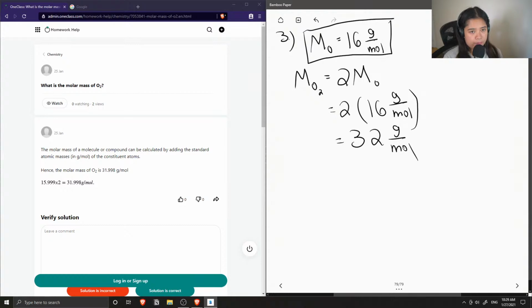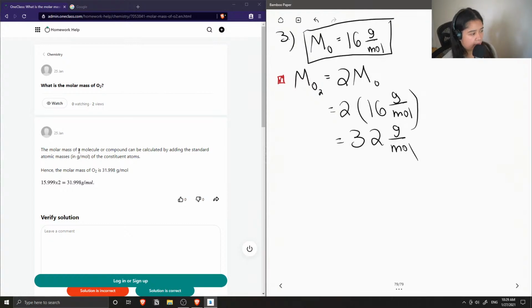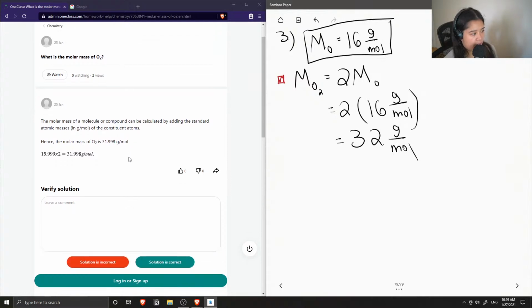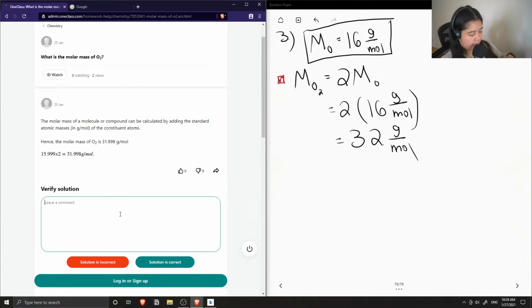And this is the molar mass of O2, which is the air that we breathe, actually. And the junior tutor said that the molar mass of a molecule or compound can be calculated by adding the standard atomic masses in grams per mole of the constituent atoms. Hence, the molar mass of O2 is 31.998 grams per mole. And then they just showed their work. So this solution is correct.